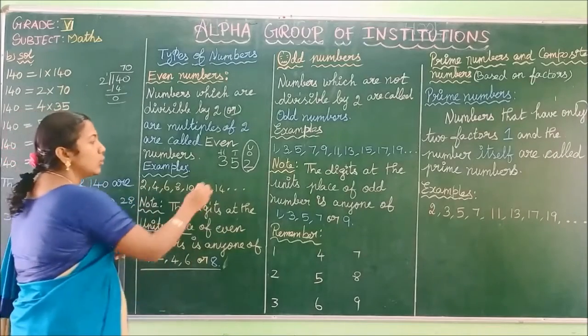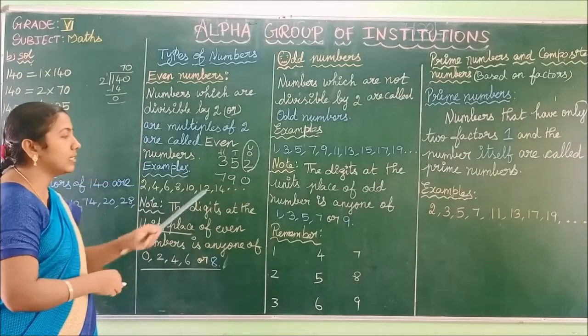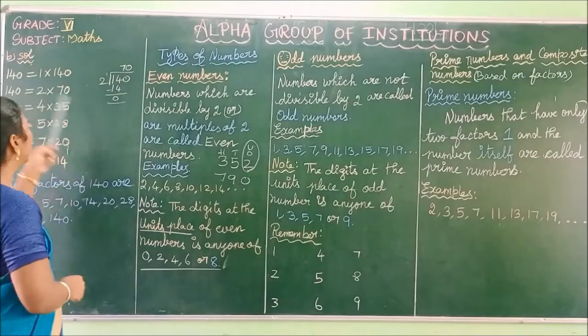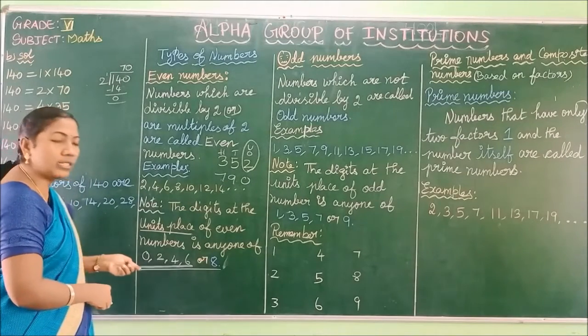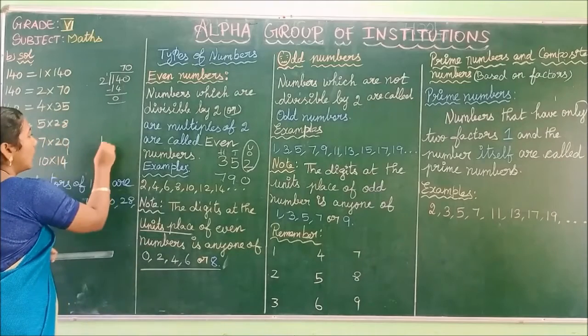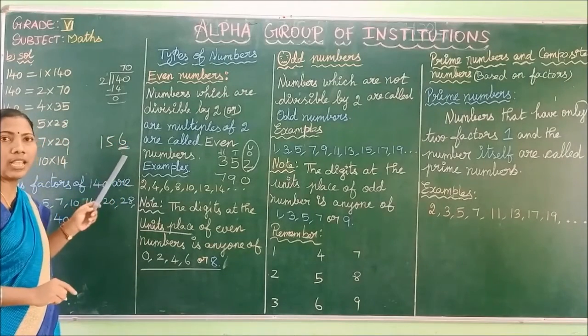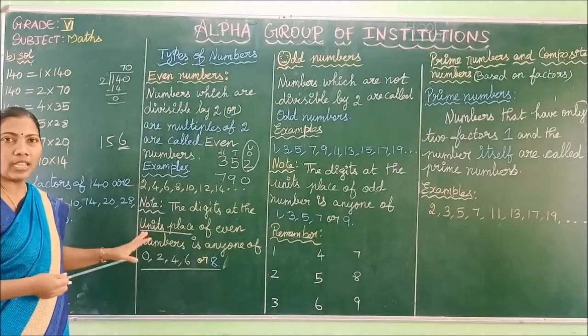Do you understand? If you have a number like 790, you can say this number ends with 0, so this is an even number. See here, 140. It is an even number. Similarly, see here, 1, 5, 6. The number ends with 6, so you can say this number is an even number. I hope you have understood how to find the even numbers.